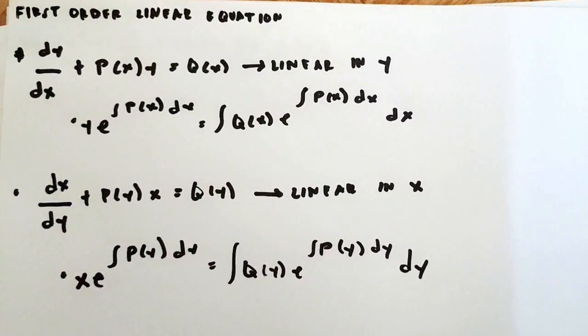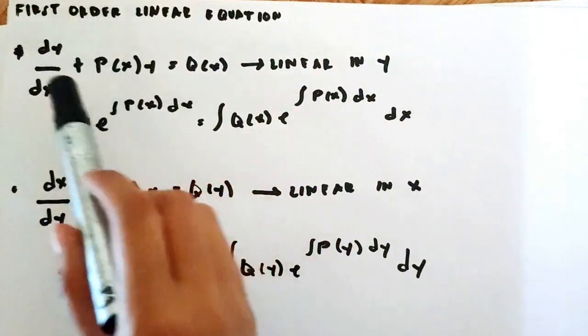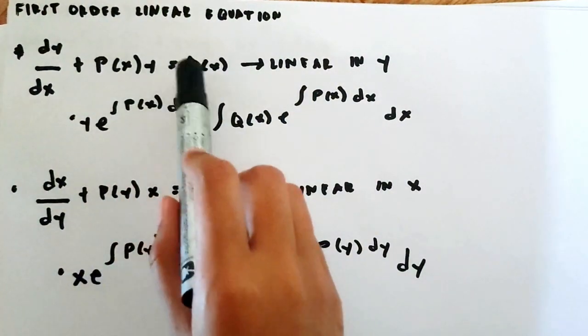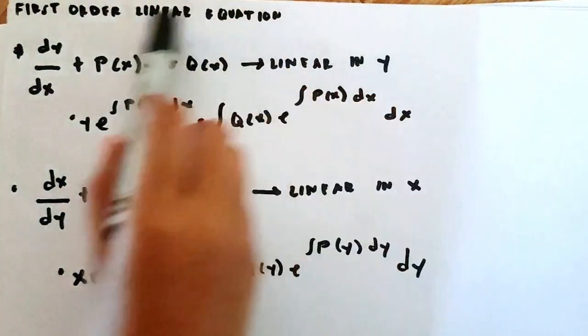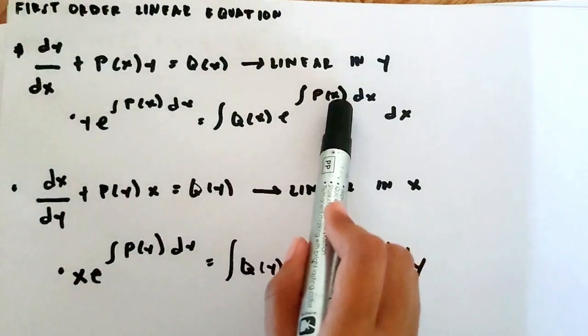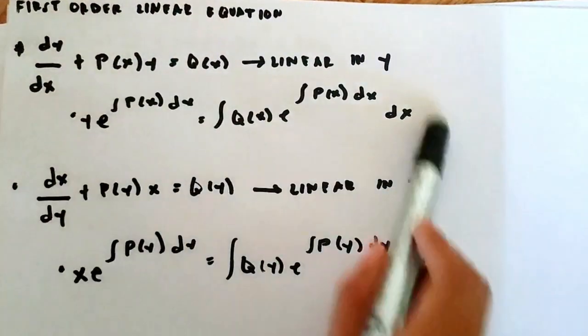So today we are going to solve a first order linear equation. How can we determine if it is linear? A differential equation is said to be linear if we can put it in this form, wherein dy over dx plus p of x times y is equal to q of x. So this is linear in y. If it is formed like this, we will use this formula.